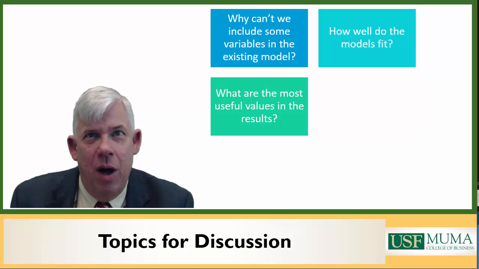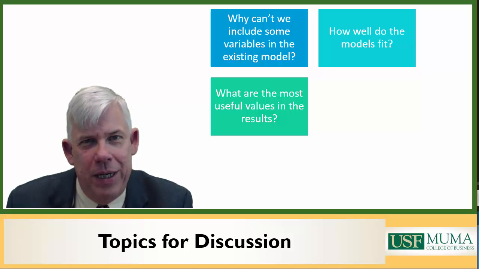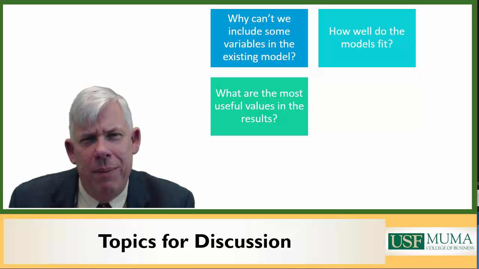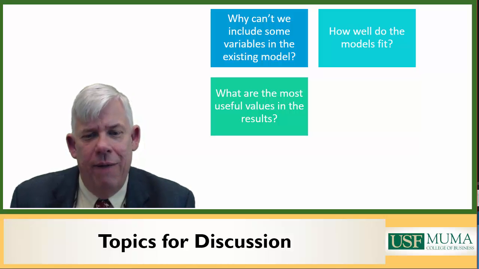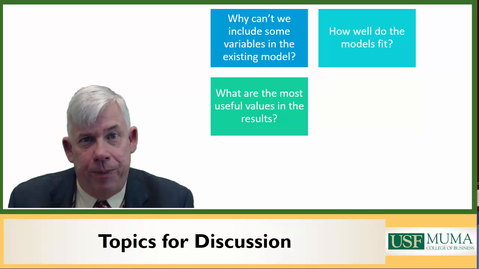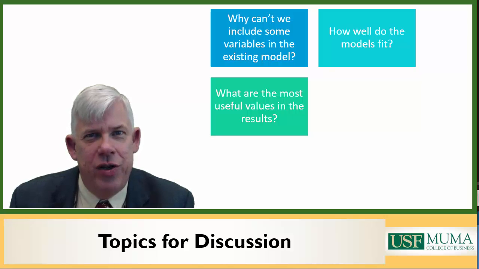Another issue is, what are the most useful values in the results? Well, the most useful values in our particular results are primarily the p-values of the coefficients. From a research standpoint, that's telling you whether the value of the coefficient is significant or not. Mind you, even if a coefficient is not significant for a particular value, you can't just drop it from your model.